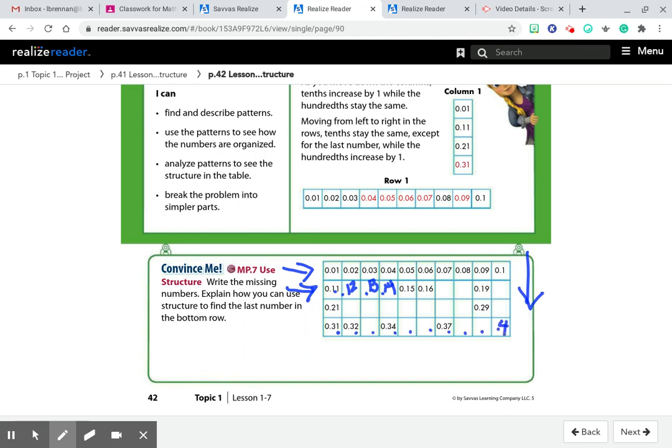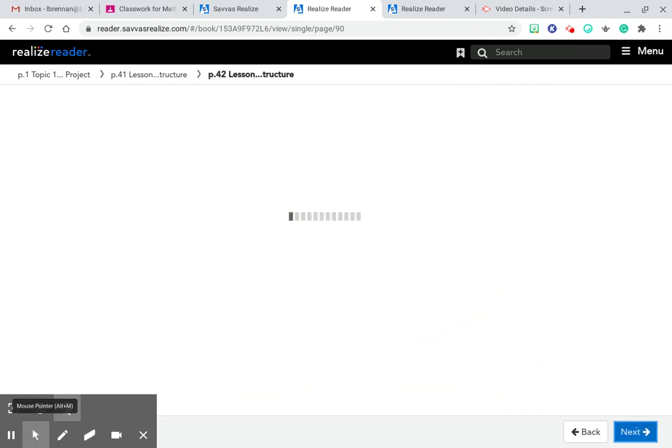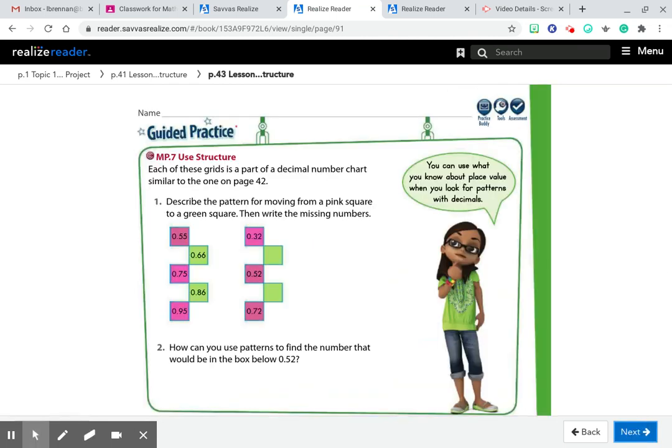So you can say moving down from 1 tenth increases the tenths by 1 for each row, writing 0.4 in the bottom row. So this would be our final anchor value. Okay. So we're using the structure of the table, the pattern. It's not random. It's very organized. I love math. It's nice and organized. And let's move on to the guided practice.